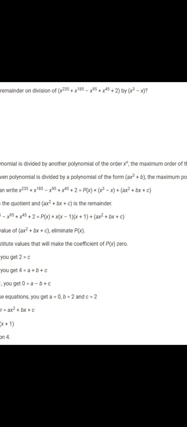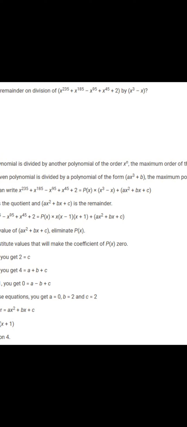So we can rewrite this whole thing now as x to the power 235 plus x to the power 185 minus x to the power 95 plus x to the power 45 plus 2 can be written as p(x) into x cube minus x, where p(x) is the quotient here. So p(x) into x cube minus x, that is the polynomial by which we are dividing, plus the remainder, which is ax square plus bx plus c.